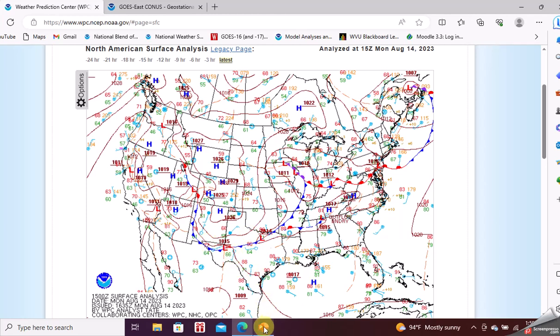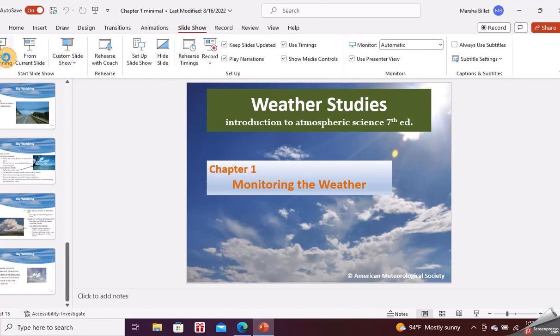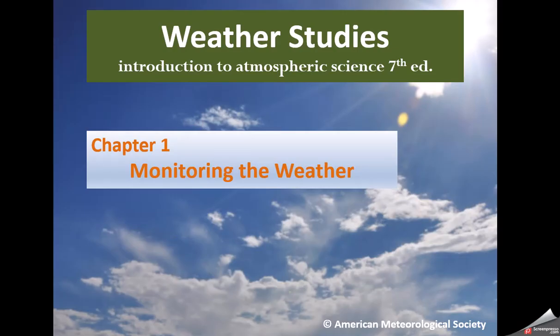So let's just get into a little bit of the introduction here. Really, in order to understand weather, you've got to be able to monitor the weather. So to look at the weather, you notice I showed you a weather map of the surface. All those dots on that map are observations.